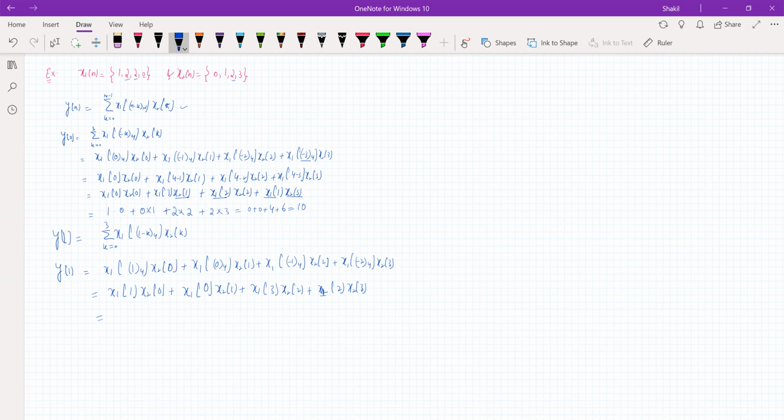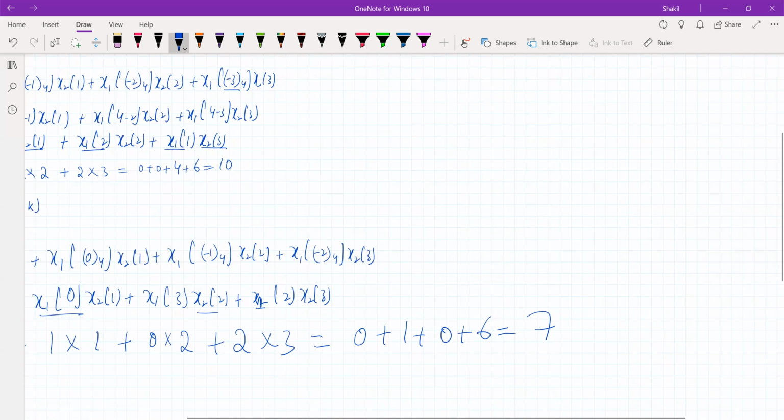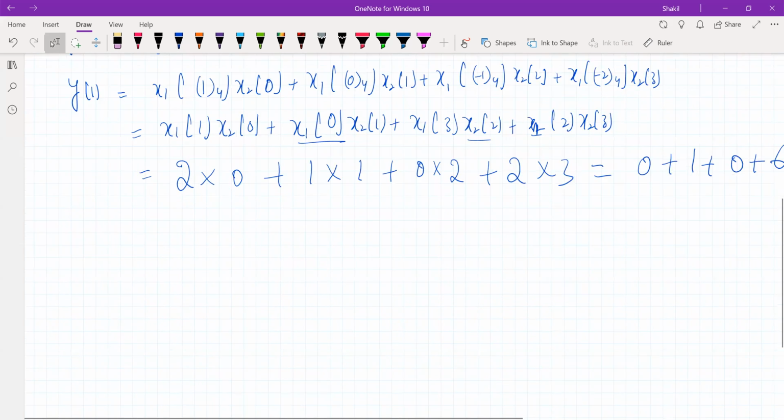So the values are x1 of 1 is 2, x2 of 0 is 0, x1 of 0 is 1, x2 of 1 is 1, x1 of 3 is 0, x2 of 2 is 2, x1 of 2 is 2, x2 of 3 is 3. So this is 0 plus 1 plus 0 plus 6 is 7. So our y of 1 is 7. So we have computed y of 1.